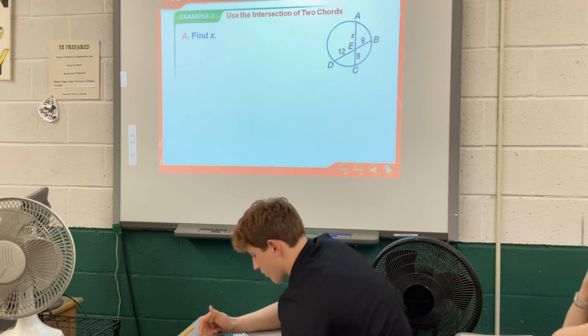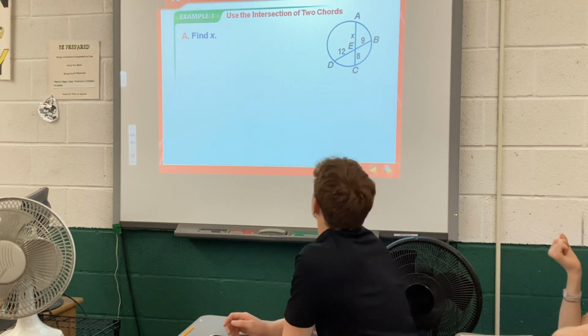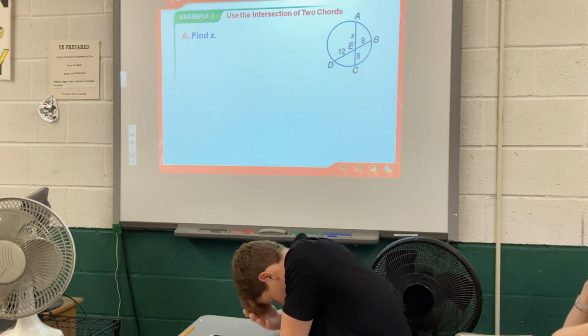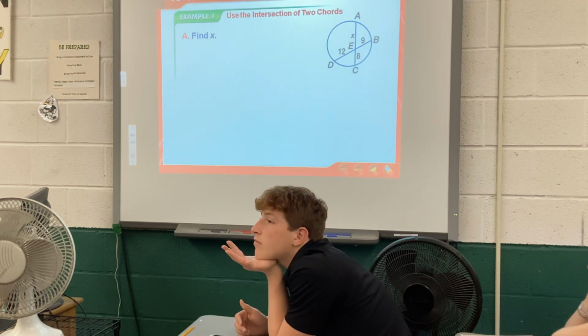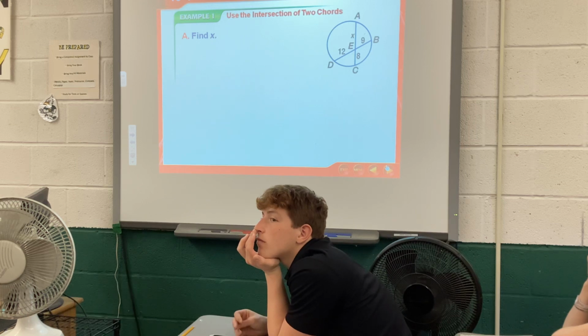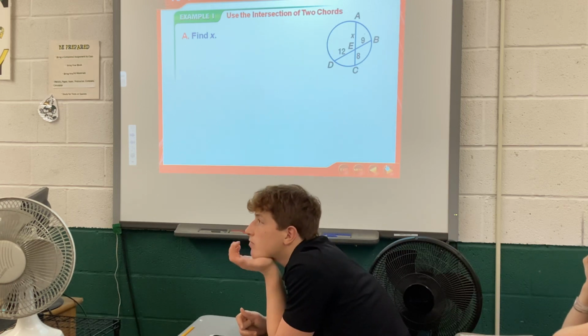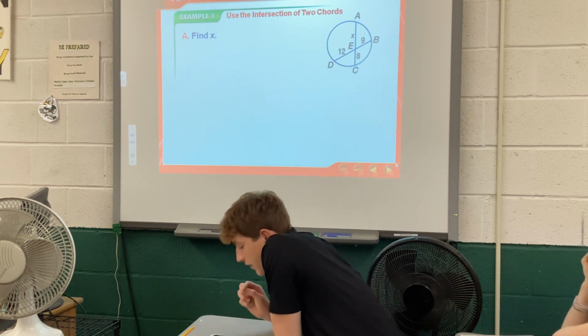So again, if it crosses on the inside, you're just multiplying the pieces times each other. If you're crossing on the outside, then you have to do the special one where it's the whole thing times the outside. So this one we would do what? 12 times 9 equals 8x, right? And then how do I get x? Divide by 8. So what do we get?